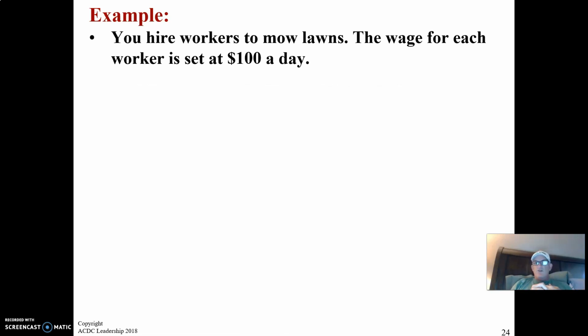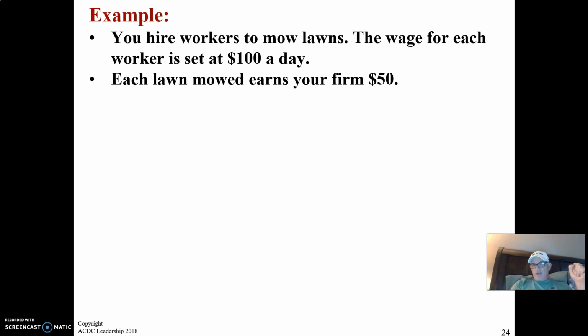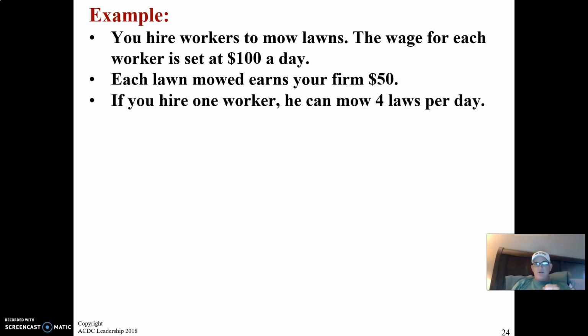You hire workers to mow lawns. The wage for each worker is set at $100 a day. Each lawn mowed earns your firm $50. Okay, so every time you hire a worker, it's going to cost you $100. Every time you mow a lawn, you're going to bring in $50. All right. If you hire one worker, he can mow 4 lawns per day.